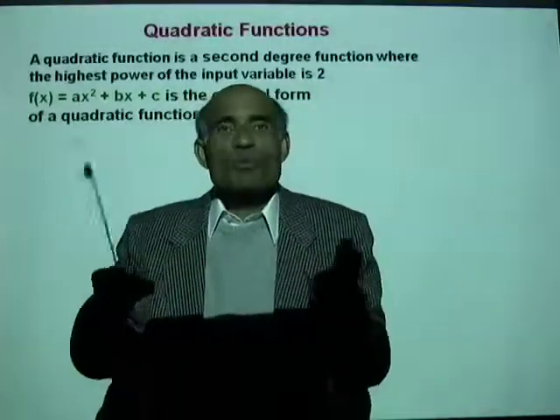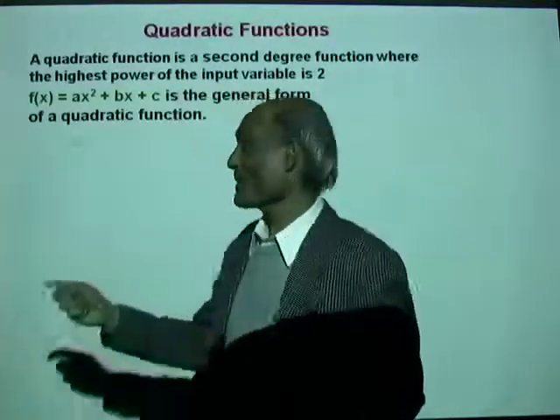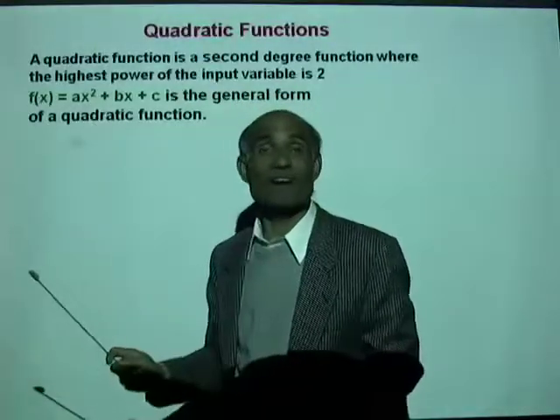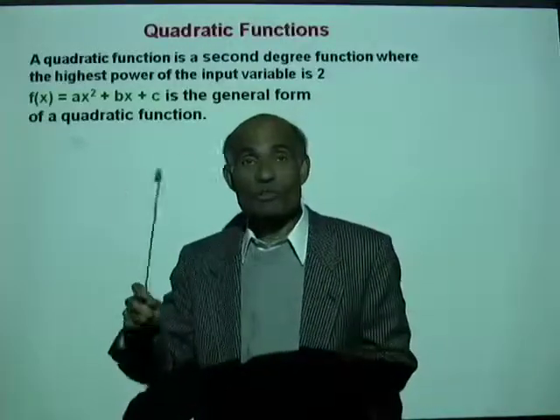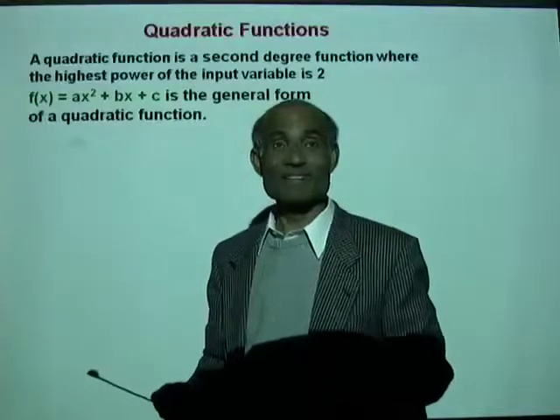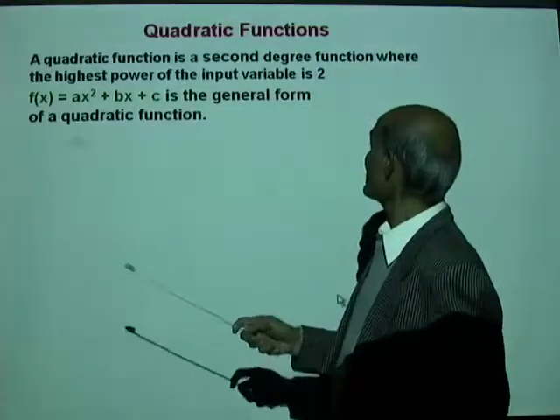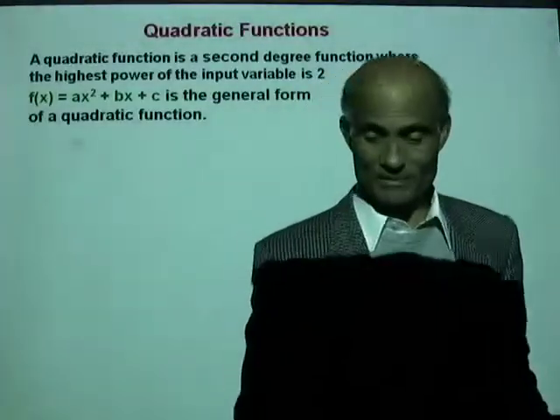Tell me, what will be the form of the graph of this equation? Well, obviously it will not be a straight line. So the next possible graph will be a parabola. Is that right? Yes. So the graph of this we expect to be a parabola.